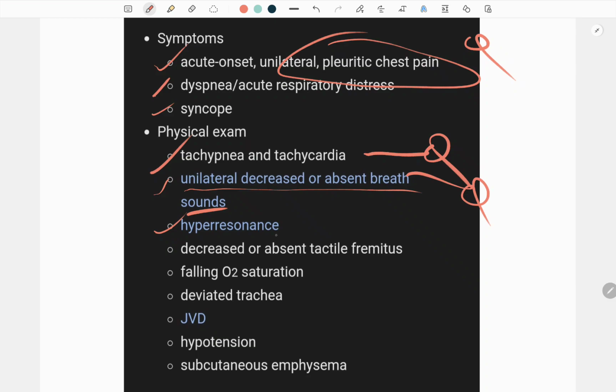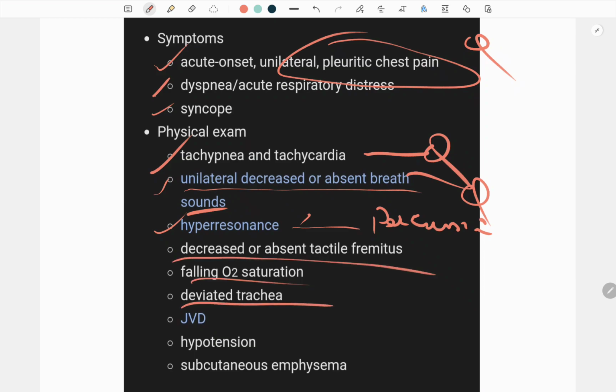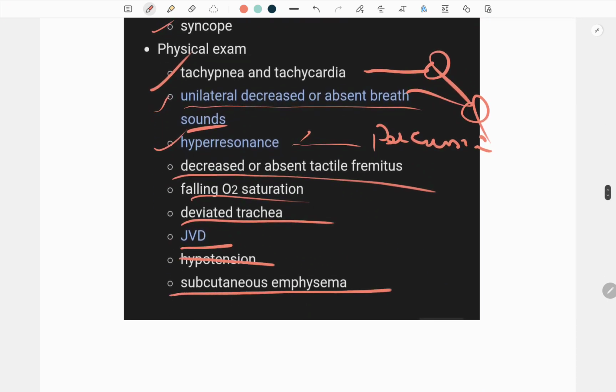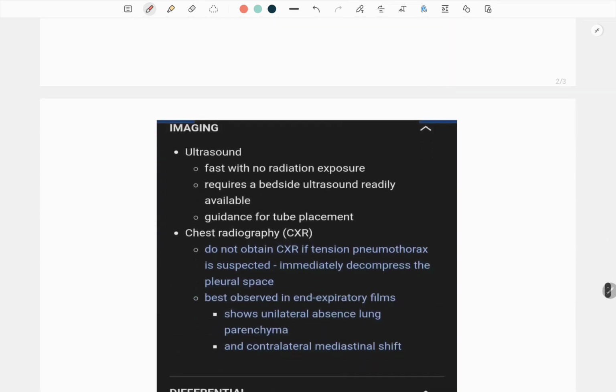hyperresonance, because there is a lot of air there. So air will cause hyperresonance on percussion. A decreased or absent tactile fremitus, falling O2 saturation, deviated trachea, JVD, hypotension, subcutaneous emphysema. So this all could be the physical findings that we could see.